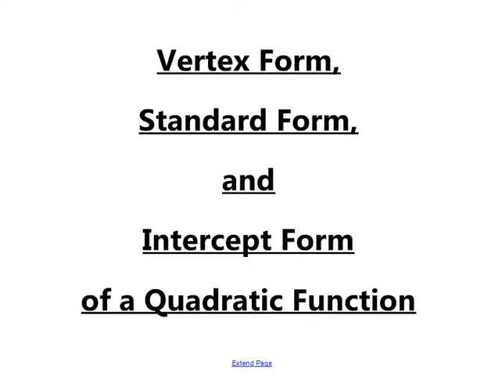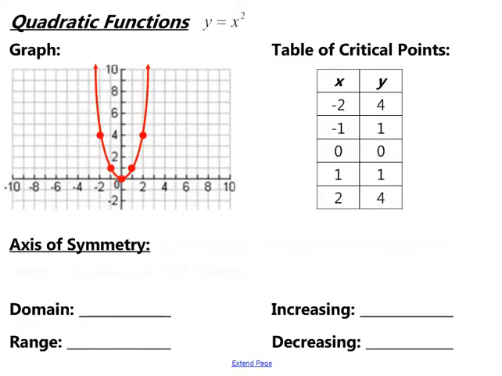Vertex form, standard form, and intercept form of a quadratic function. The quadratic function y equals x squared has a graph that looks like this. It's a parabola with critical points of (-2, 4), (-1, 1), (0, 0), (1, 1), and (2, 4). It's going to be important for you to memorize these critical points.